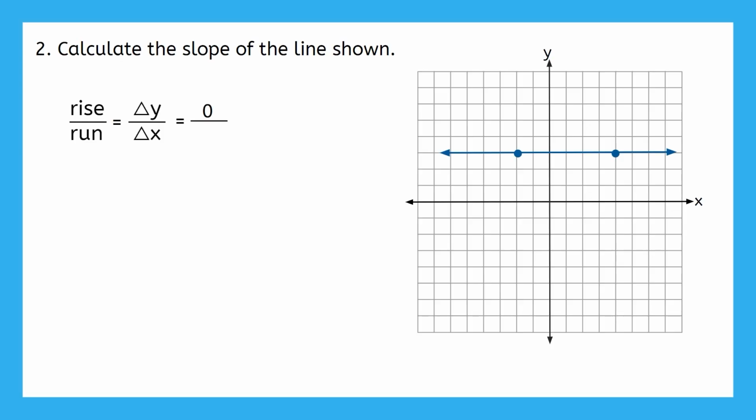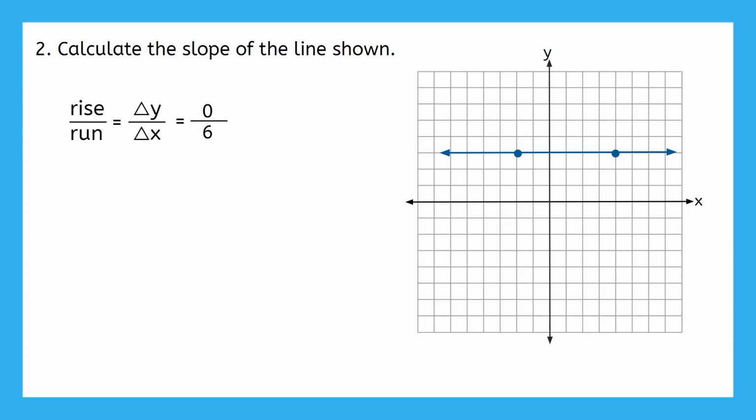Your change in x is probably different than mine depending on what point you chose, but my change in x would be 6 units, or -6 units depending on which direction I went. I'm going to use +6 as my denominator here.